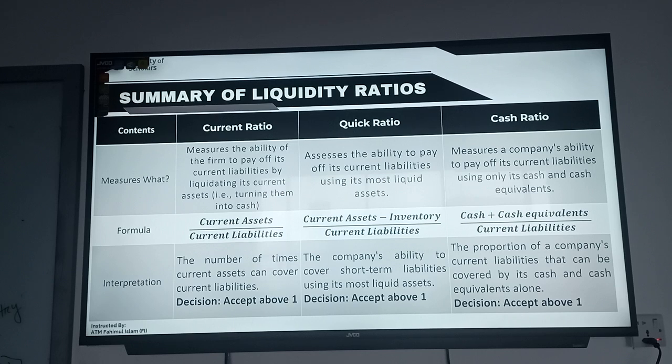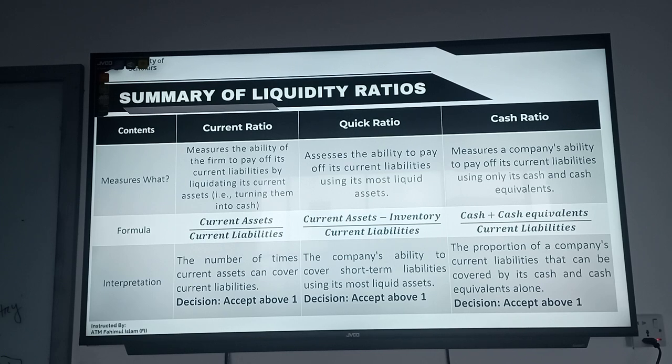So I'm repeating again, quick ratio is also called the asset test ratio, which measures a company's ability to pay off its current liabilities using its most liquid assets. The formula shows that current assets minus inventory divided by current liabilities, meaning we have to deduct the inventories from the current assets and then divide it by current liabilities, which indicates the company's ability to cover short-term liabilities using its most liquid assets.